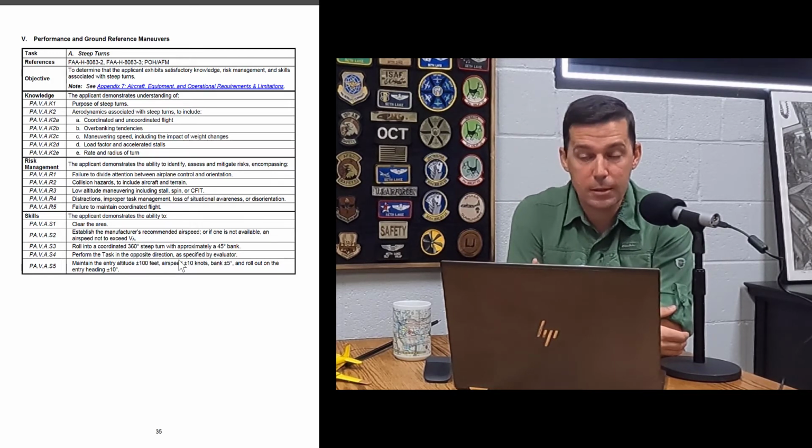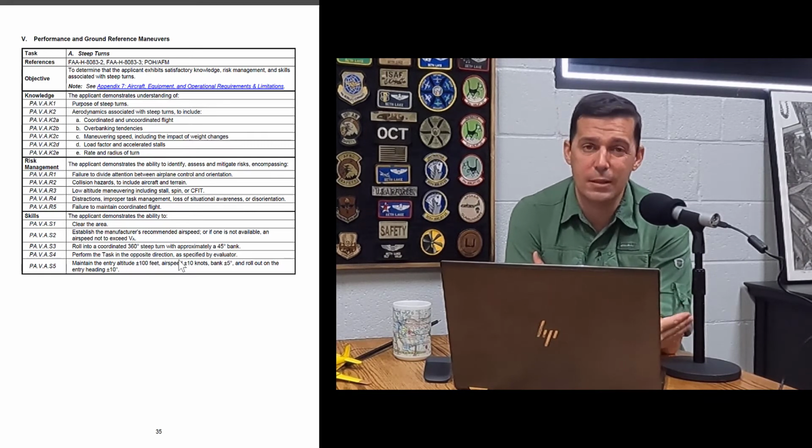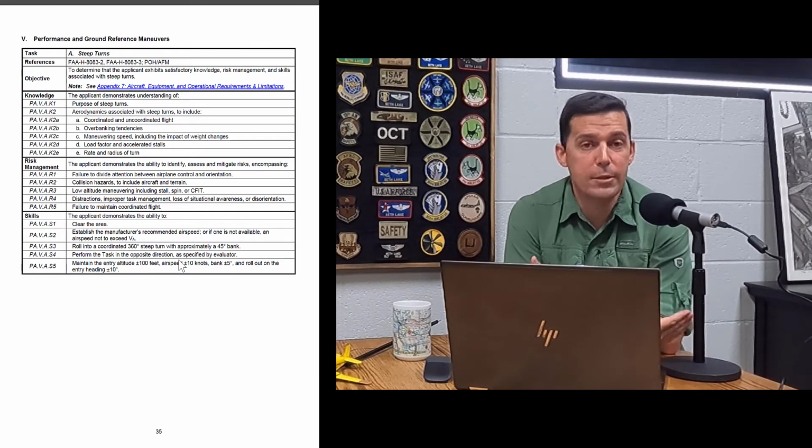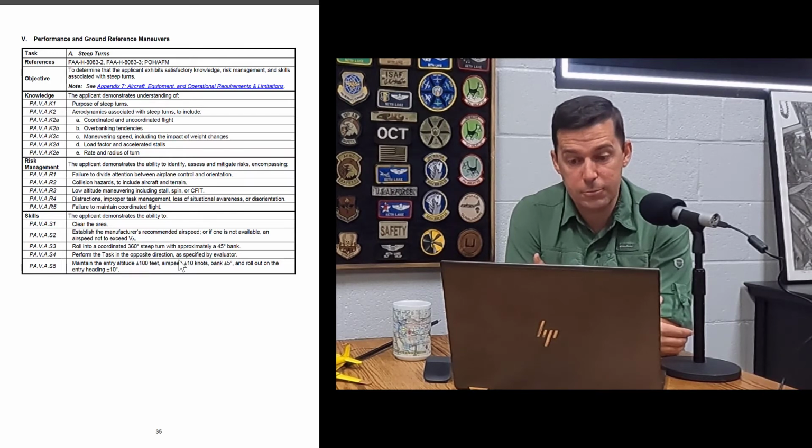If one isn't available, don't exceed VA, which is your maneuvering speed, which makes sense. Generally, there's a lot of airplanes that don't have that established. So you need to work with your instructor in figuring out what power setting gives you a reasonable airspeed to do this maneuver at. Roll into a coordinated 360-degree steep turn with approximately 45 degrees of bank.